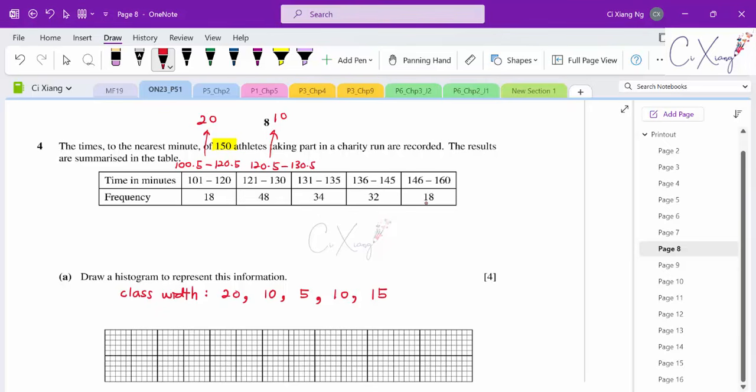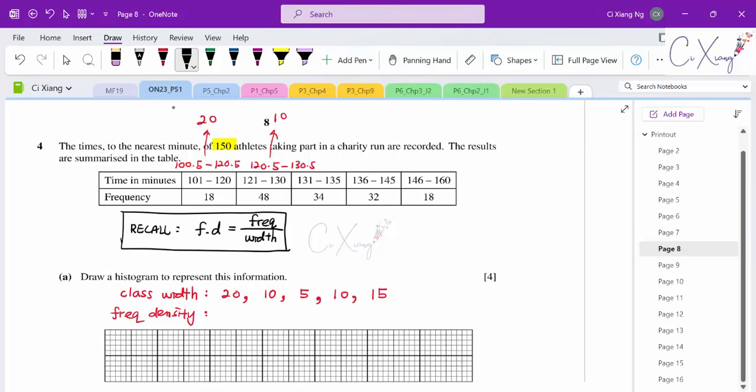After you get the class width, next we need to get the frequency density. When we have different class widths and want to draw the histogram, we need to ensure that our y-axis is actually frequency density. So how do we calculate the frequency density? Just to help you recall, the frequency density, usually written as FD, has the general formula: frequency divided by class width. We already have the class width for every single column in the table, so we can use the formula to find the frequency density now.